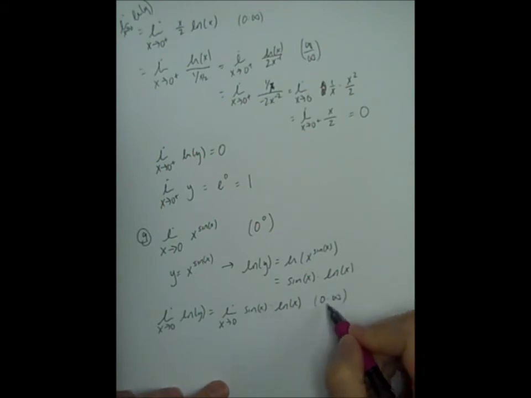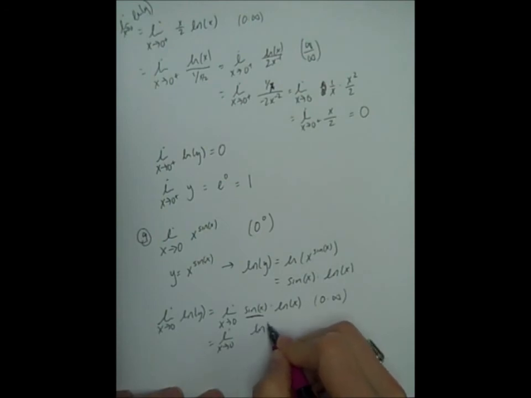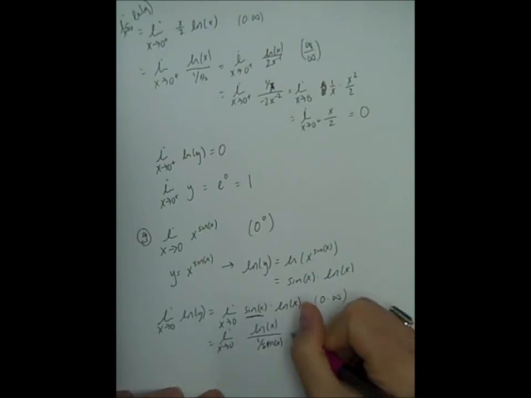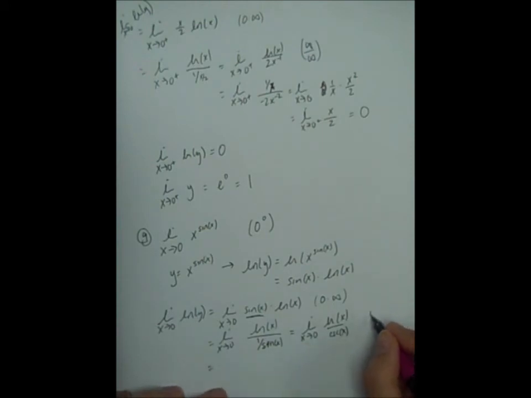Remember, what happens when we have a product that's 0 times infinity? You take the term that's going towards 0, so this one, and I'll write it as 1 over that function in the denominator. But now, what is 1 over sine? 1 over sine is cosecant x. Okay, now the form is infinity over infinity, and this is always going to happen. So I'll just take the derivative.